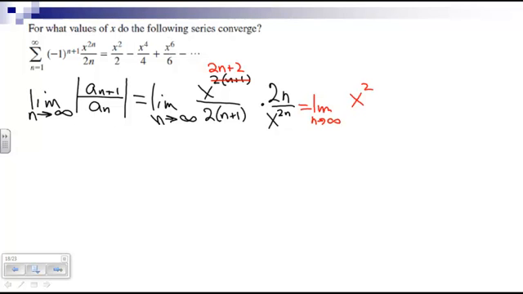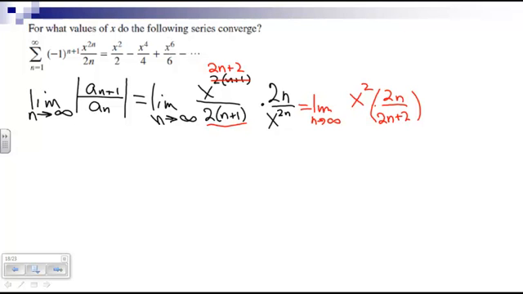Can I do any cancellations here? Not that I can see. If I expand out this term a little bit, I've got that. Is that helpful? I think it's helpful in that I can apply the limit now. I've got a pretty good idea what happens to that term as n goes to infinity.